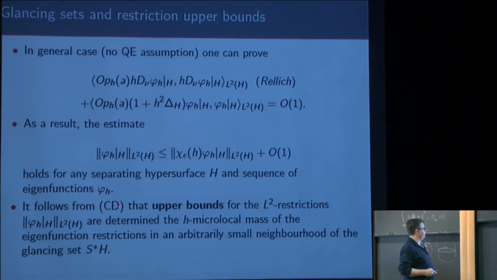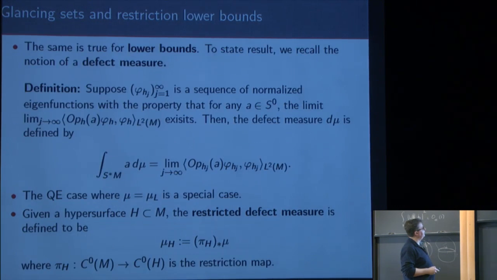Okay, so this is just what I said. The upper bounds for the L2 restrictions are determined by the h-bar microlocal mass in arbitrary small neighborhoods of the glancing set. The same is true for lower bounds.